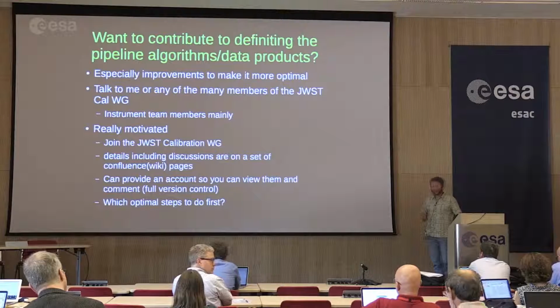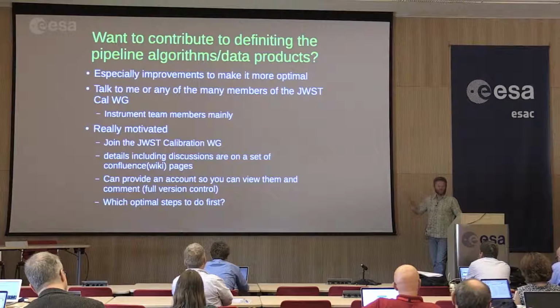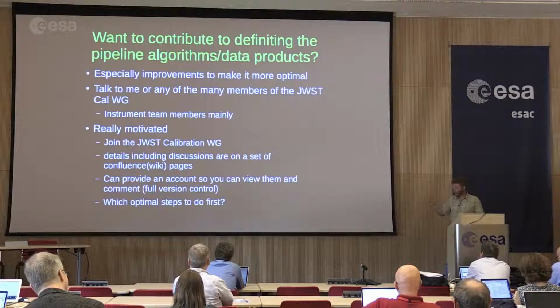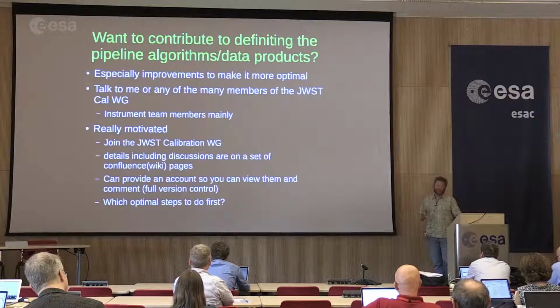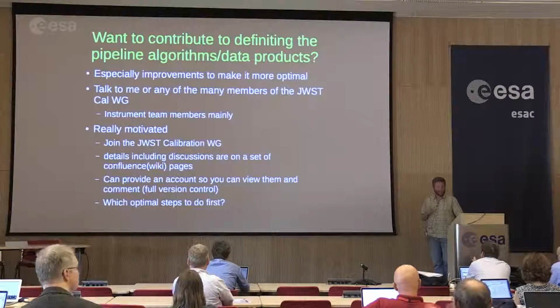I'm more than happy to give you an account on the Confluence pages. We keep these with all the details of the algorithms and the discussions that go into why we've picked a certain algorithm. And you can contribute. The reason it's not completely open is we would like your name attached to your comment so that we know who to talk to. And one of the things in particular is which optional steps are particularly important, and that's the thing we're working on now, and that might be interesting. That's it. Thank you very much.